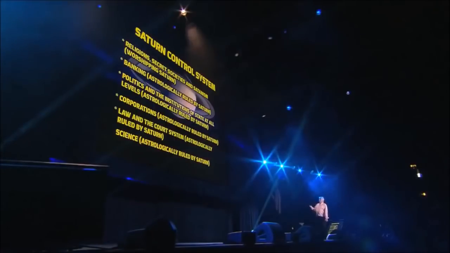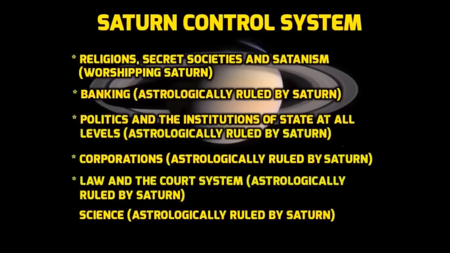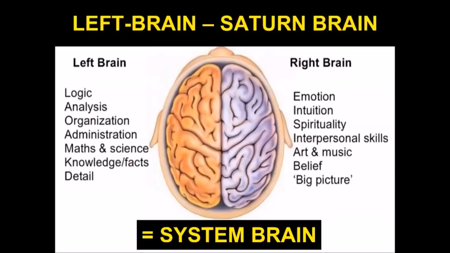And when you look at Saturn, the control system, it fits all the boxes of the society we live in. The religions, secret societies, and Satanism are worshipping Saturn. Astrologically, in other words, energetically, banking is astrologically ruled by Saturn. Politics and the institutions of state of all levels, astrologically ruled by Saturn. Corporations, astrologically ruled by Saturn. Law and the court system, astrologically ruled by Saturn. Science, astrologically ruled by Saturn.